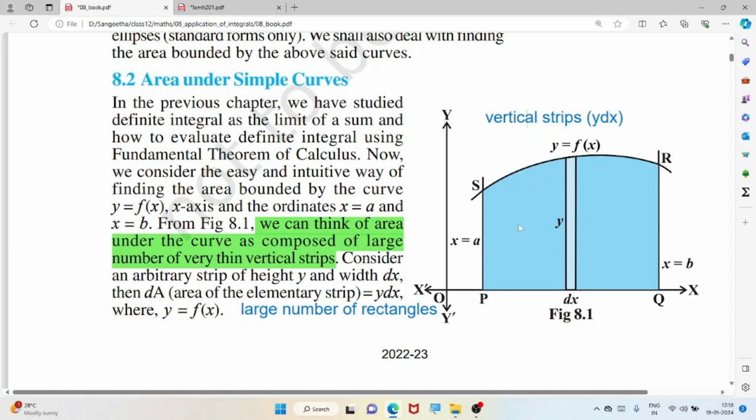So this whole shaded area is divided into an infinite number, some very large number, of these smaller strips. Now we have to find the area of this one strip. Then if you integrate over this period, you will get the complete area. We can think of the area under the curve as composed of a large number of very thin vertical strips like this.